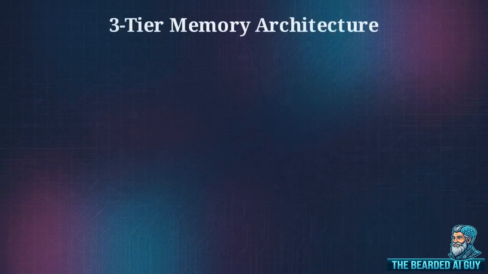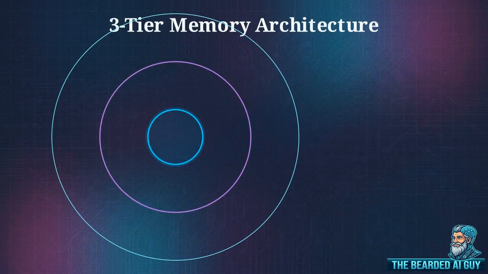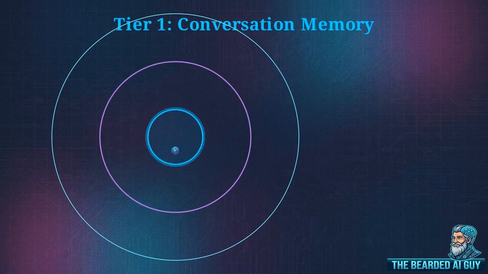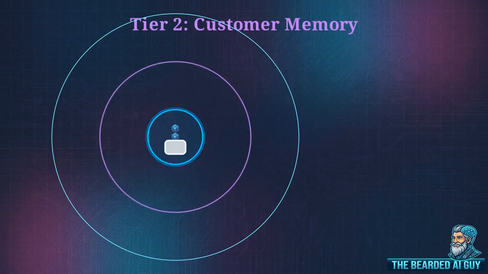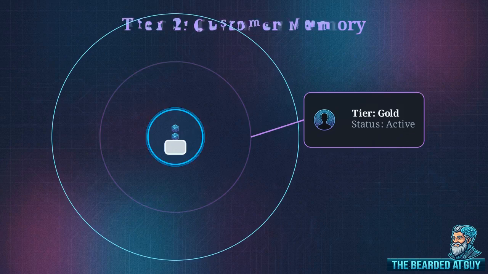To isolate these refresh cadences, you must implement a strict 3-tier memory architecture. Tier 1 is conversation memory. This updates every turn. The runtime SDK handles this automatically, loading prior turns and compacting older ones when the context window fills. Tier 2 is customer memory. This is account-level context fetched at startup. If it needs to be updated mid-conversation, the agent executes an explicit tool call.